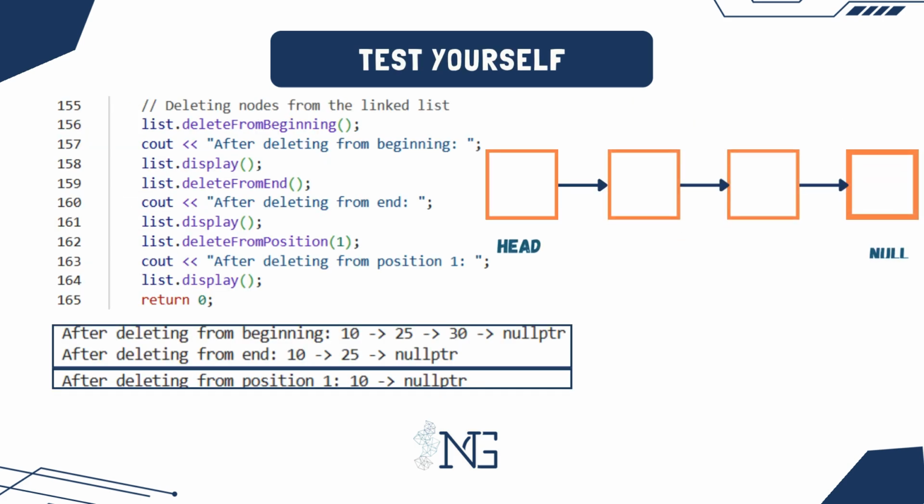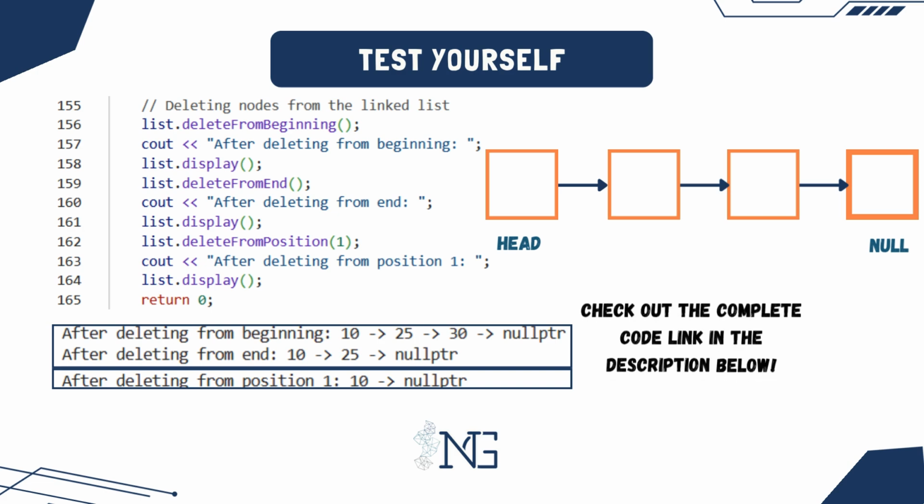Now try writing the delete from end function on your own. Think about how you would reach the second last node and disconnect the last one. And if you get stuck, you can always check out the full code link in the description or just ask in the comment section. Now, in our main function, the original list from previous codes was 20, 10, 25, 30.